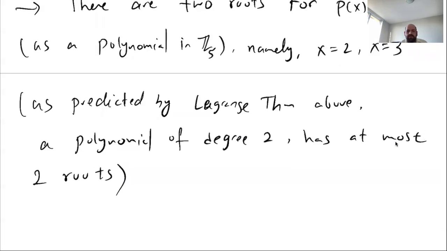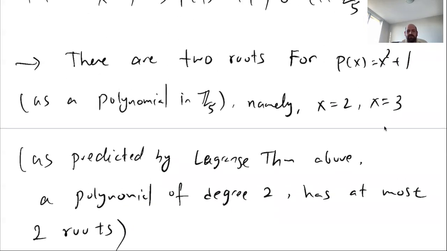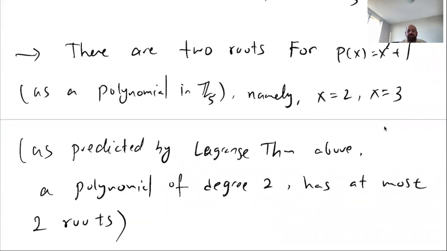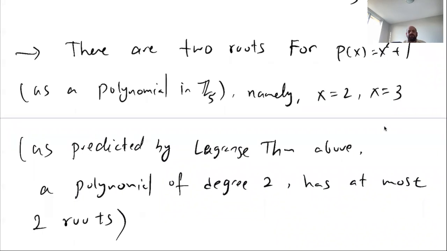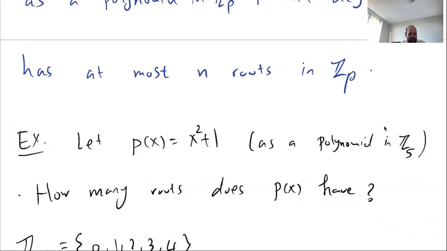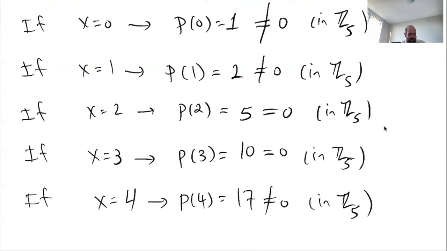Seems that my screen was frozen. So there are 2 roots for p of x equals this as a polynomial in Z5, namely x equals 2 and x equals 3. And as predicted by Lagrange theorem, a polynomial of degree 2 has at most 2 roots. Here, the degree of this polynomial is 2, and it must have at most 2 roots. And it had 2 roots. Which 2 roots? 2 and 3, because p of 2 and p of 3 were 0 in Z5.